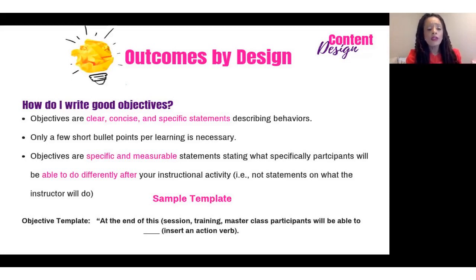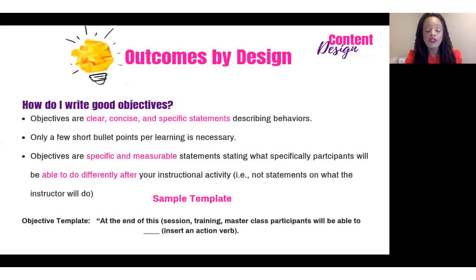Only a few short bullet points per learning are necessary. We don't want to get too wordy. You want to keep it very clear, very concise, and very specific using short bullet points. You don't need many. If you have a high value program, you want to make sure that the value proposition is seen early. And that means the objectives must show the value up front to your audience.